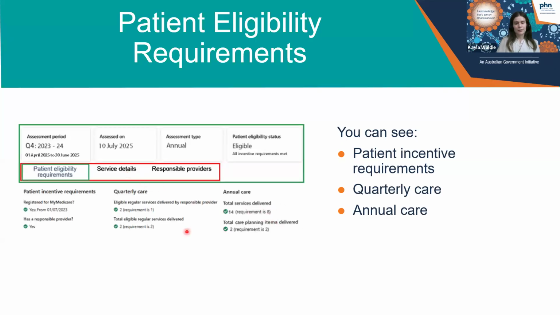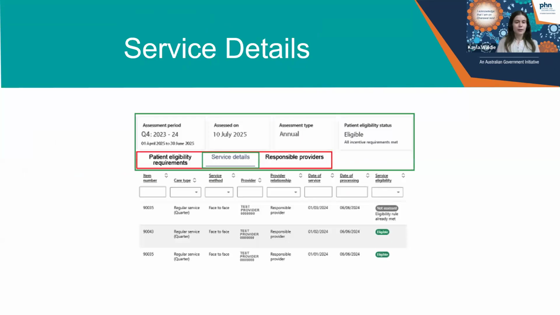You can then click on service details to figure out which services are actually counting towards this incentive. And you can see in this example here, the patient was visited in January and February. So those were separate calendar months. Those are both counted as eligible. And then once they were visited in March, now it's saying that they're not assessed. And that's because the eligibility rule has already been met. So they've already met the requirements.